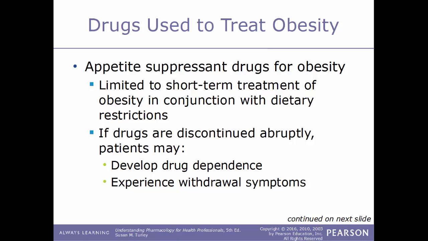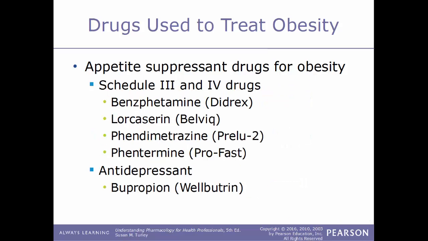And if these kinds of drugs are discontinued abruptly, the patients may develop a drug dependence or could experience withdrawal symptoms. So appetite suppressant drugs are classified as Schedule 3 and Schedule 4 drugs. Some examples of this would be benzphetamine, which is sold under the name Didrex, lorcaserin, which is sold under the name Belviq, phentermine, which is sold under the name Adipex-P, and phentermine, which is sold under the name Fastin.